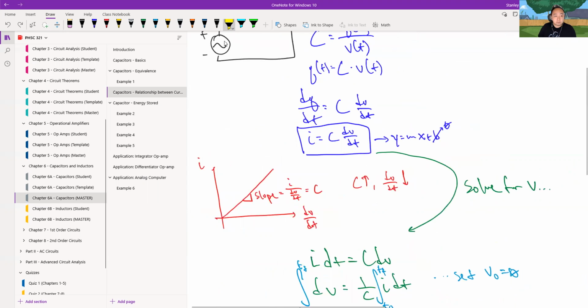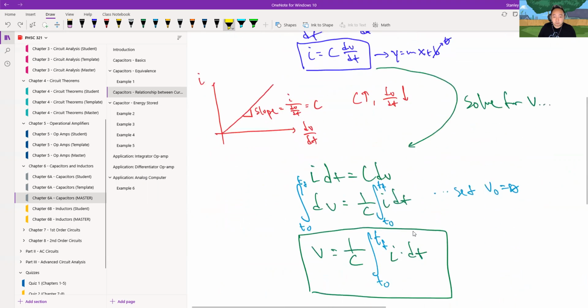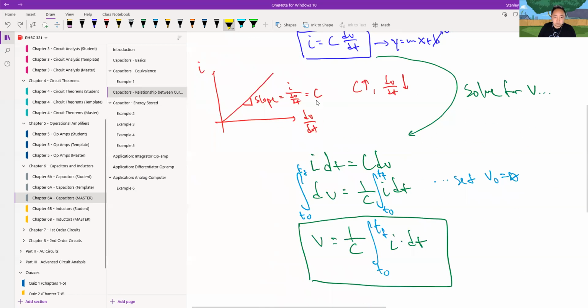Right, and then what about for voltage here? We're going to solve for voltage. We go back to the equation we ended up with for the current, and we're going to integrate both sides of the equation. First, we make sure we have dv on one side, so do the math to move dv onto one side. We're going to integrate both sides from t naught to t final here. When we set v naught equal to 0, we end up with this equation here.